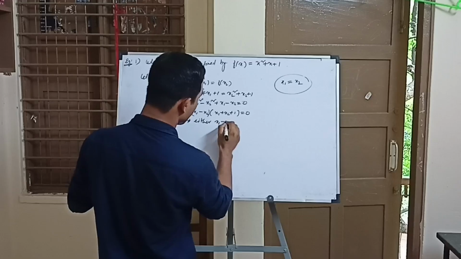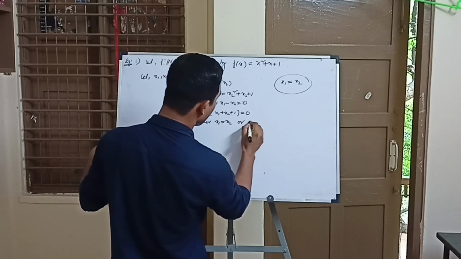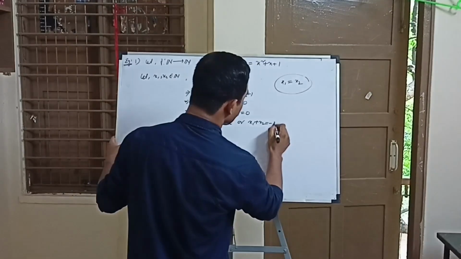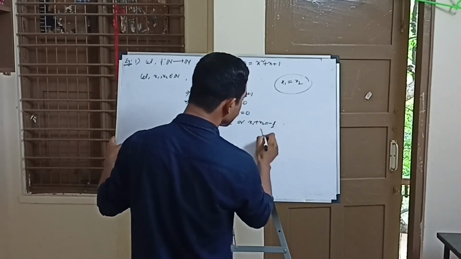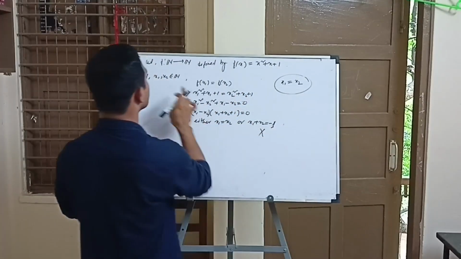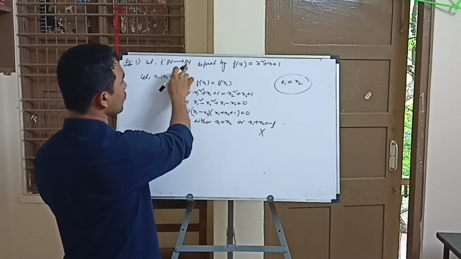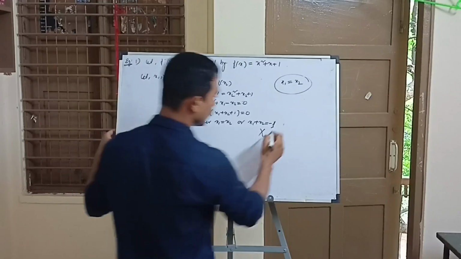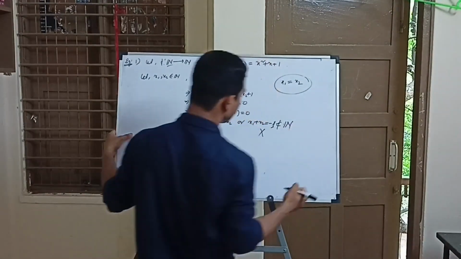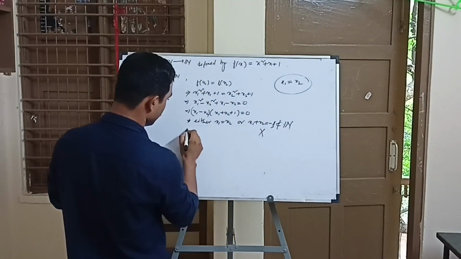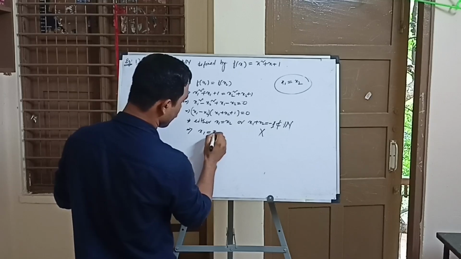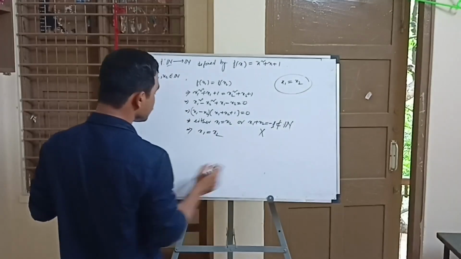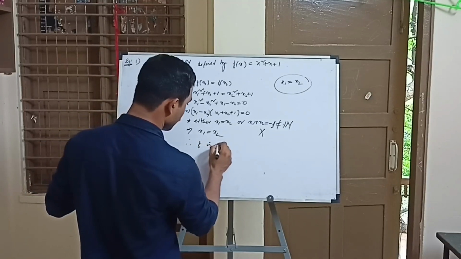Either x1 equal to x2 or x1 plus x2 will be minus 1. This is impossible. Why is this impossible? Because minus 1 does not belong to the domain. Correct? So this is impossible. The possible case is x1 equal to x2. So by definition, this function f is one-one.